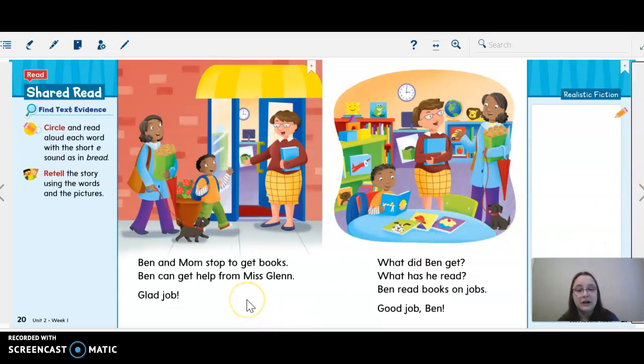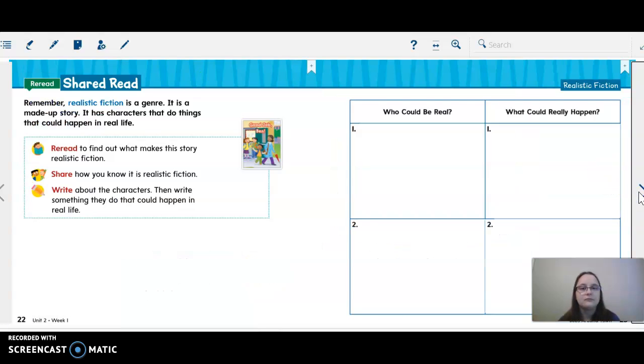Ben and Mom stop to get books. Ben can get help from Miss Glenn. Glad job. What did Ben get? What has he read? Ben read books on jobs. Good job, Ben. So we have lots of short E words again. Ben, read, get, Glenn. Okay. And that is the end of our story, friends.